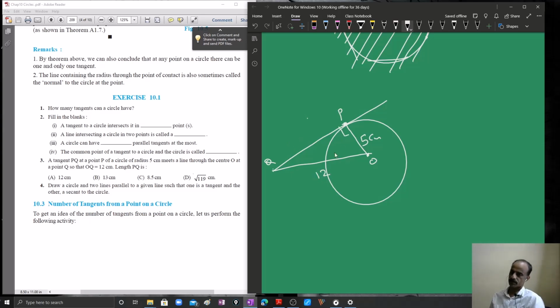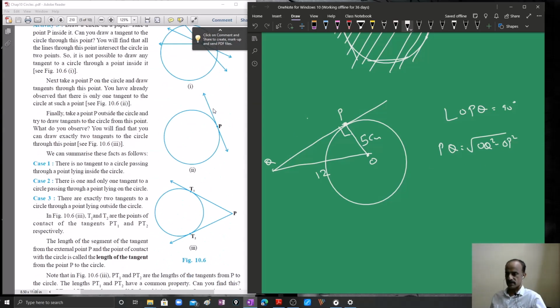The length of PQ is asked. We know that angle OPQ is equal to 90 degrees, OQ is the hypotenuse, and you have to find the length PQ. Use the Pythagoras theorem and find it. It's not 13, because OQ is the hypotenuse. PQ is equal to the square root of OQ square minus OP square. You can find that out. Now, exercise 10.2.